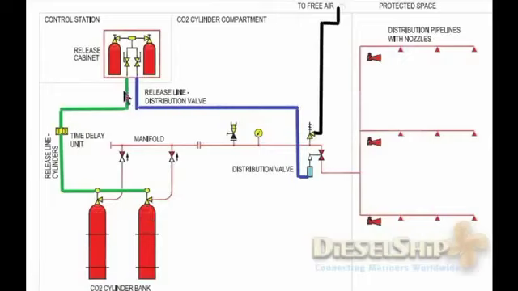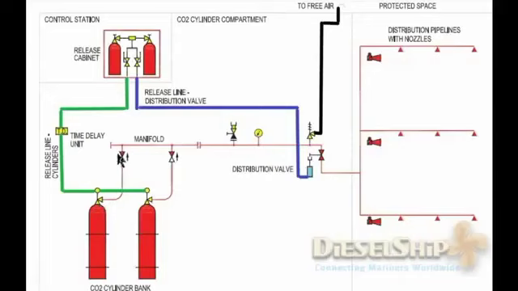So, as the chief engineer opens, the CO2 opens the main distribution valve. This also has a limit switch. So, this limit switch gives an indication that the main distribution valve is opened, and after the time delay, the main CO2 bottles corresponding to the engine room have also been opened.